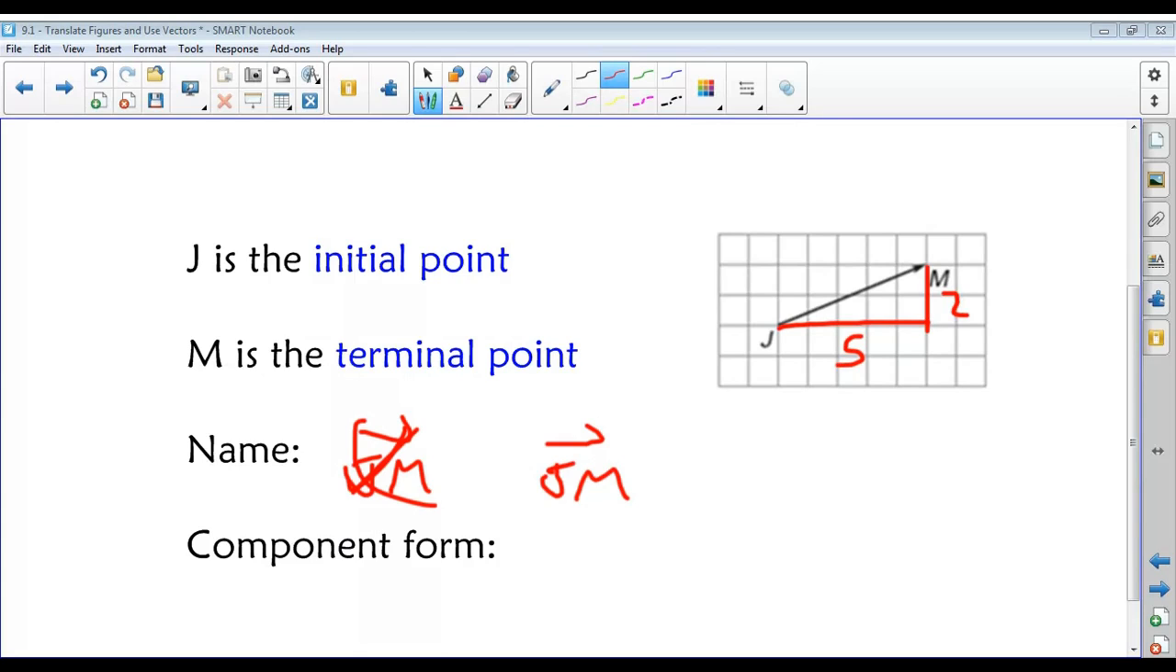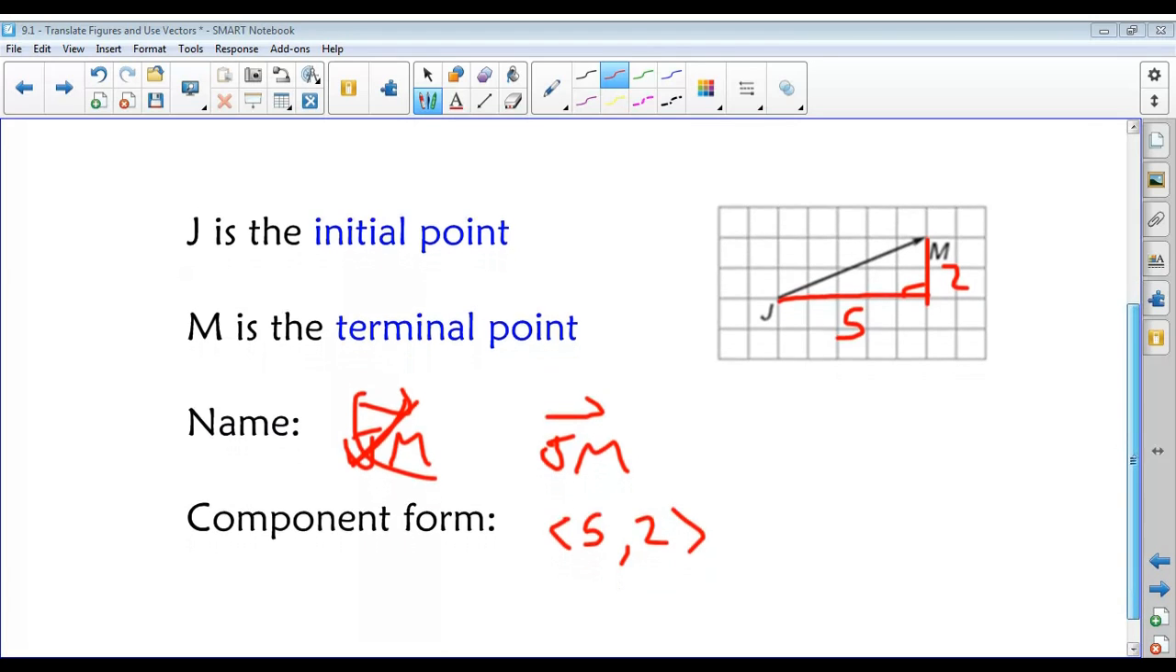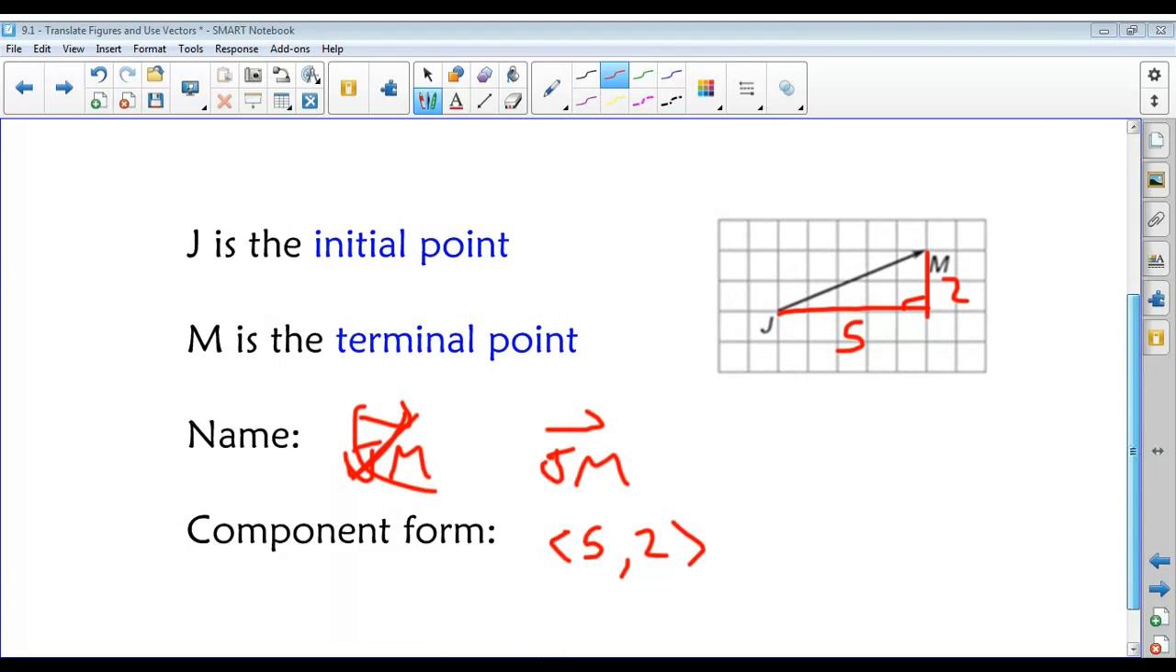So the component form of this vector, we write those almost like a coordinate, but we put these angled brackets around it to show that we're talking about the direction of a vector. So if you know that direction, you also know the length as well. I'd encourage you to think about that. You could use the Pythagorean theorem to find the length because this is a right triangle. Not totally important for today, but that is how you would find the magnitude of a vector.